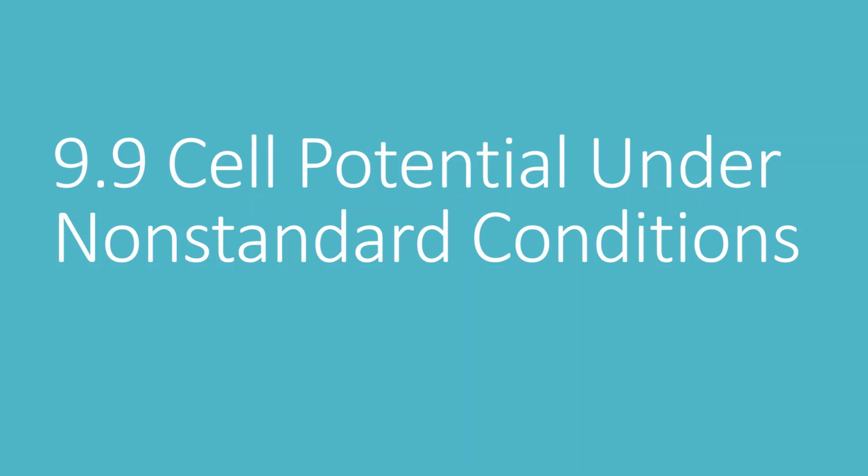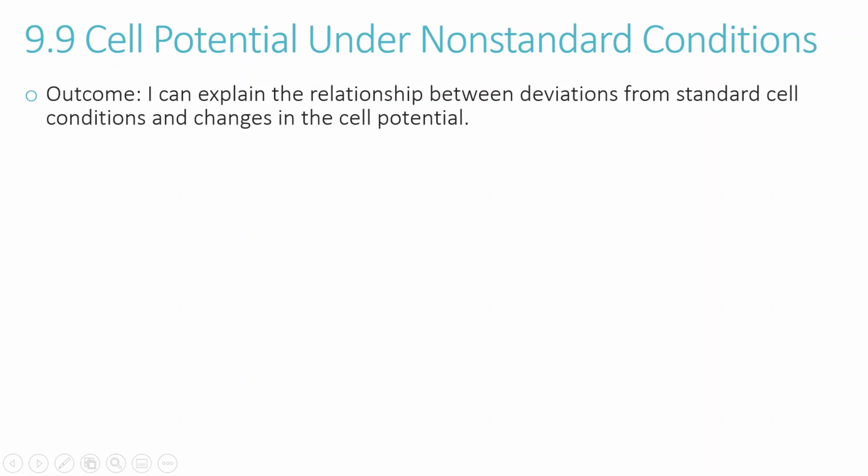9.9 Cell potential under non-standard conditions. Our outcome is I can explain the relationship between deviations from standard cell conditions and changes in the cell potential. So we want to be able to explain how, if we have a non-standard cell, that changes the voltage that we can achieve.